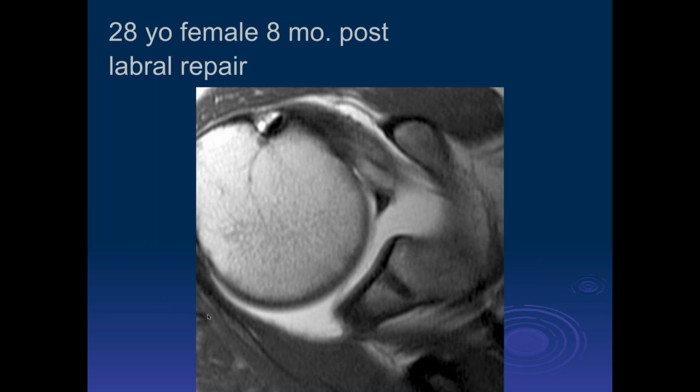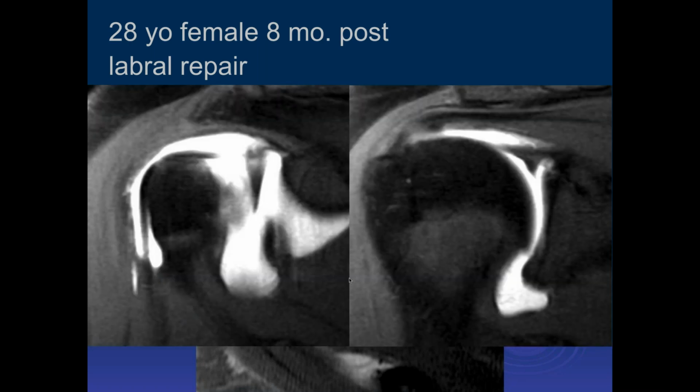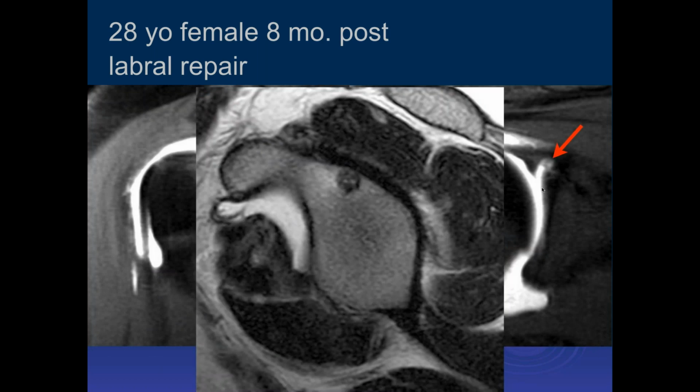So here the labrum is totally absent. Oh, they did a repair. Okay. And then here's the defect. Here we can see the middle glenohumeral ligament coming up in this location. There's a superior labrum with a recess in that location. And here's the suture anchor that we saw before. So what happened here? What's going on?